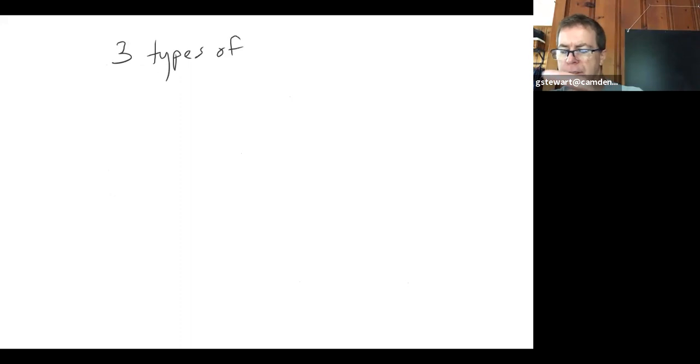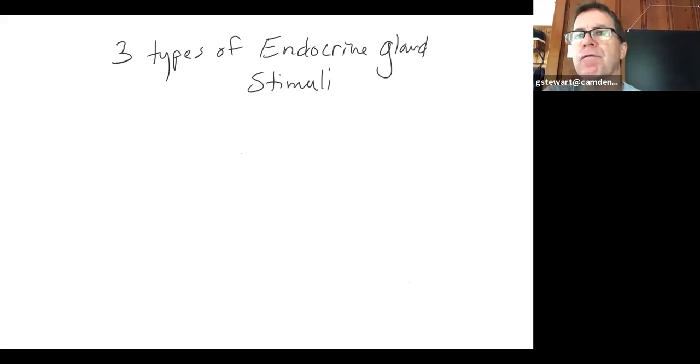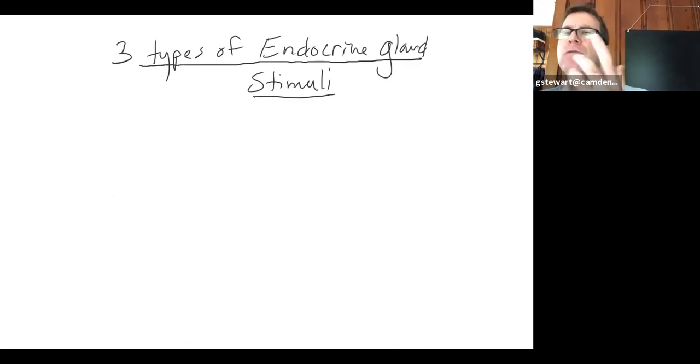Next, I'm writing 3 types of endocrine gland stimuli. What does all of this mean? I'm trying to write the same headers that are in your book. And when you just read this, it would be helpful if you could make some sort of connection as to what this really means. What we're talking about now is what happens at the endocrine gland that synthesizes the hormone.